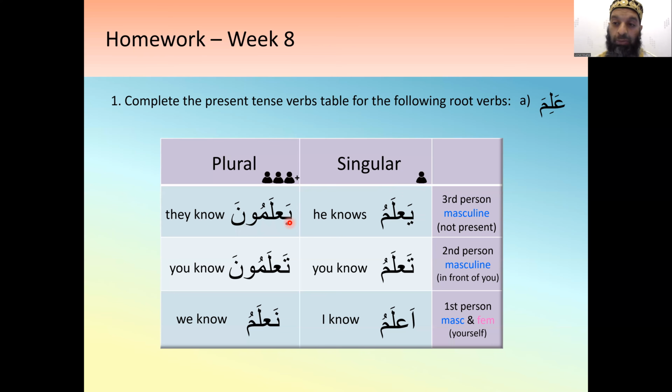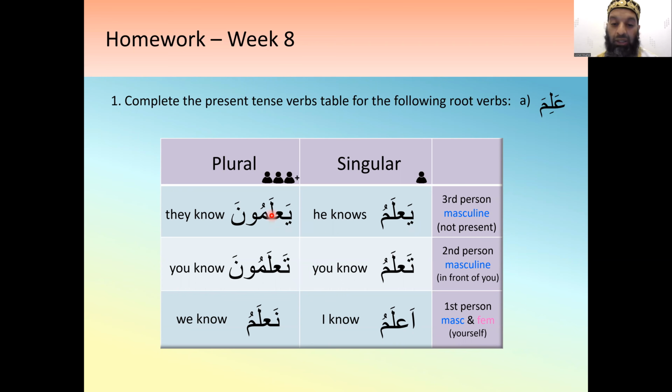Third person. Remember what we said about third person. Third person is furthest away from you. Ya is furthest away from the alif in the alphabet. For second person, it's the same as the third person, except it begins with a ta. So ta'lamu, you know. Ta'lamuna, you all know. Right? That's what we went over last week. Second person begins with ta. Third person begins with ya. Right? So we've done them.